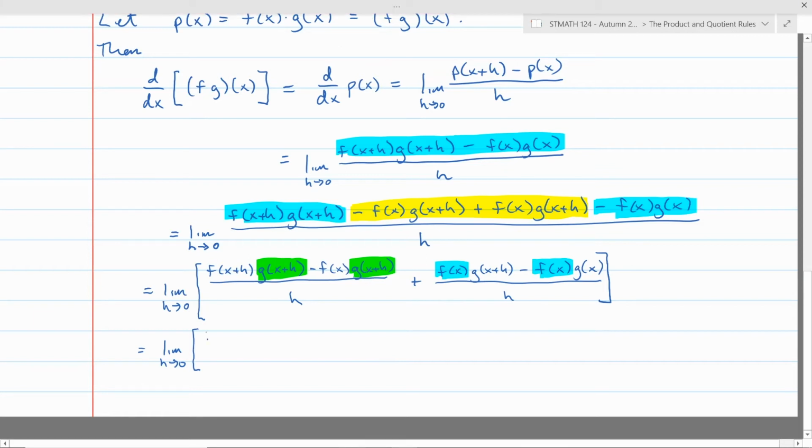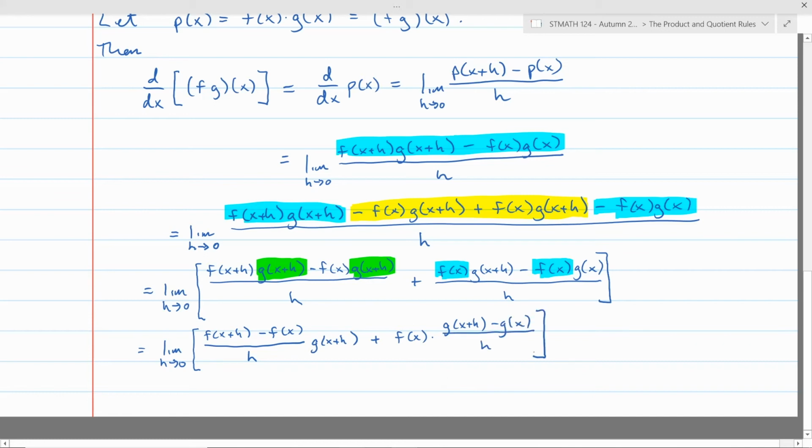So this looks like f of x plus h minus f of x over h. And then I'm going to factor that g of x plus h off to the side there, plus, and then I'm going to factor that f of x out on the left over here, and then I have g of x plus h minus g of x over h.